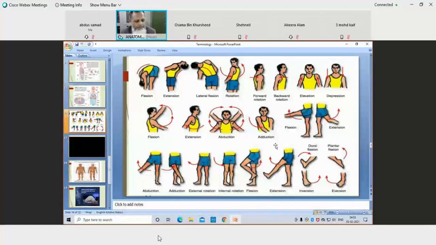Rotational movement. Now, can you see the pen?